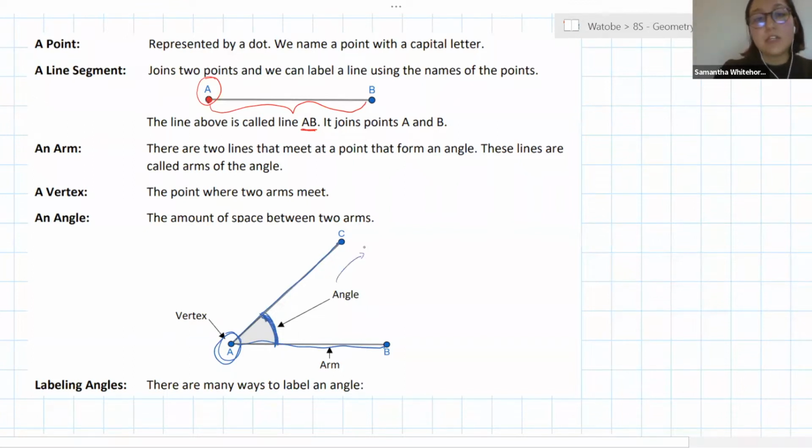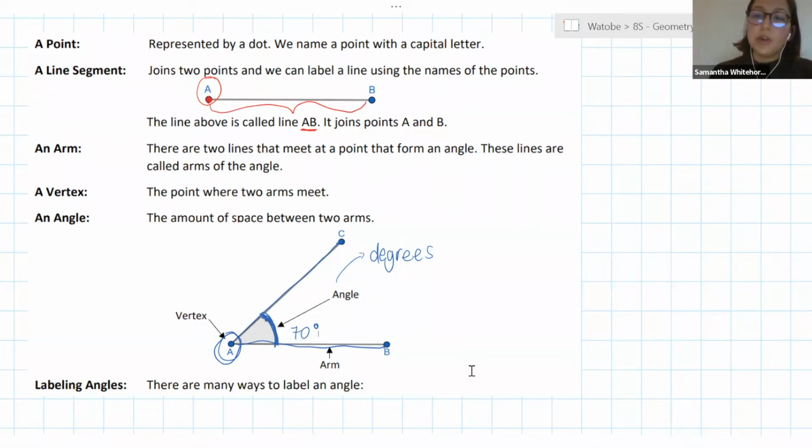Now, angles can be measured in different units, but we are going to start with angles being measured in degrees. The reason I'm pointing this out is because when we now go and state the size of an angle, we need to remember to put that little degree sign. So for example, if this angle was 70 degrees, we need to remember to put the degree sign, which is like a little open dot at the top. So an angle is between two line segments, which we call arms, and it's basically the space between those two arms.